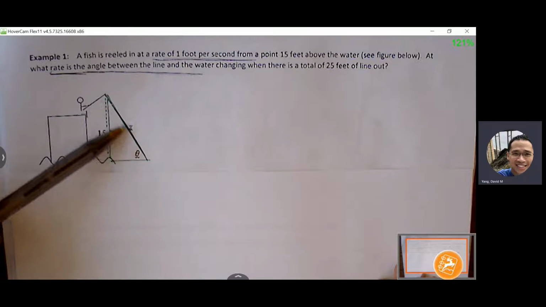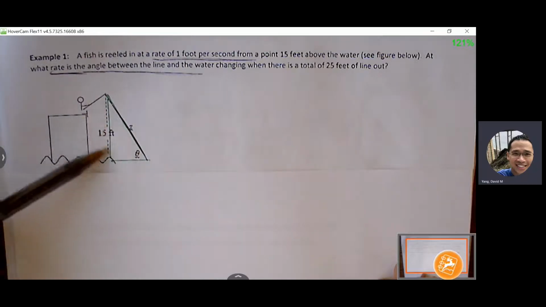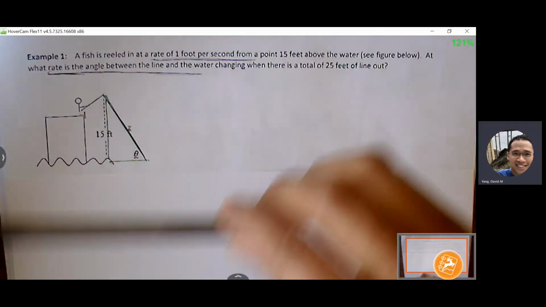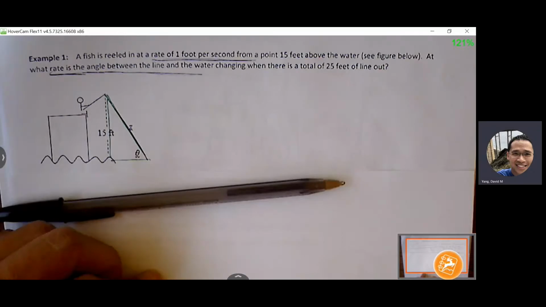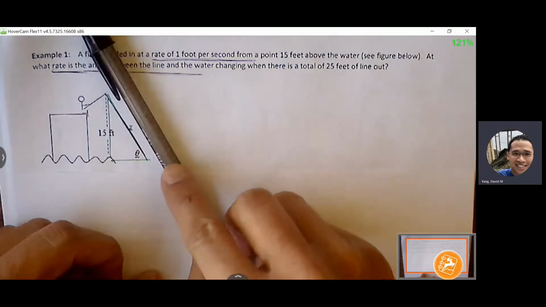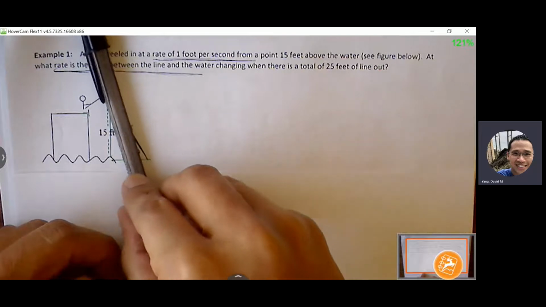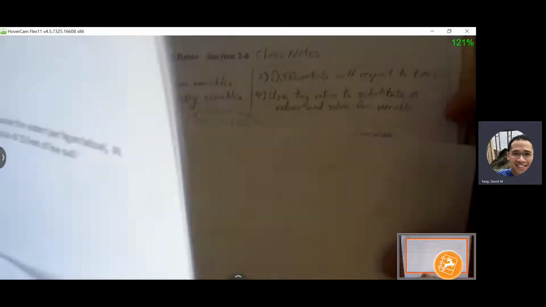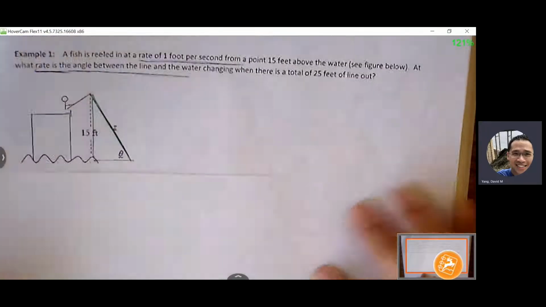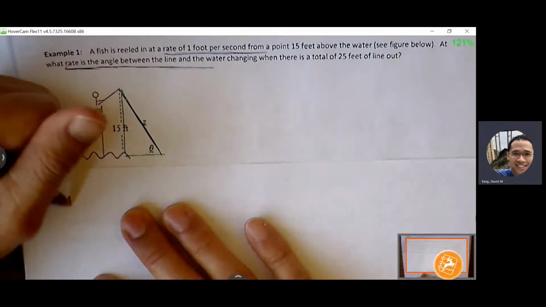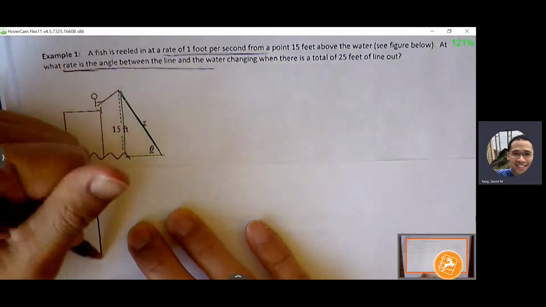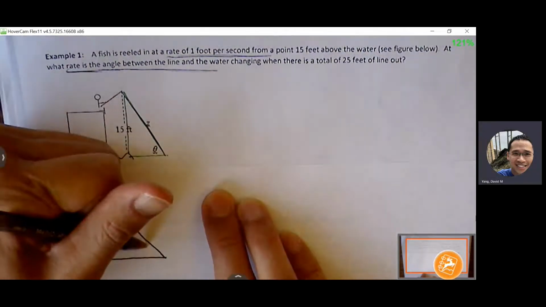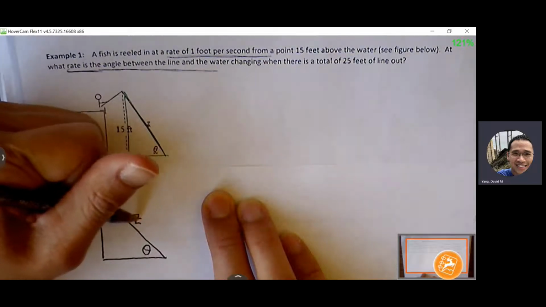Okay, so the fish is being reeled in. So we can imagine this line is getting shorter over time. This 15 is going to stay constant. But as the line gets shorter, we can imagine this increasing as the fish gets closer and closer, right? You can imagine this angle is getting steeper and steeper. Okay. So let me draw the diagram on a separate sheet here, just so I can have more room to work. Okay, so here's my triangle. 15 is the constant, theta is the variable, and z is also a variable.